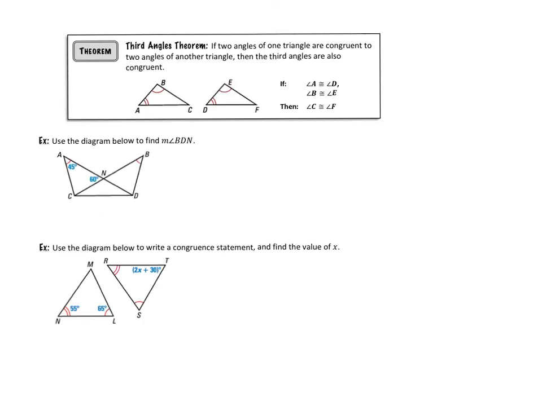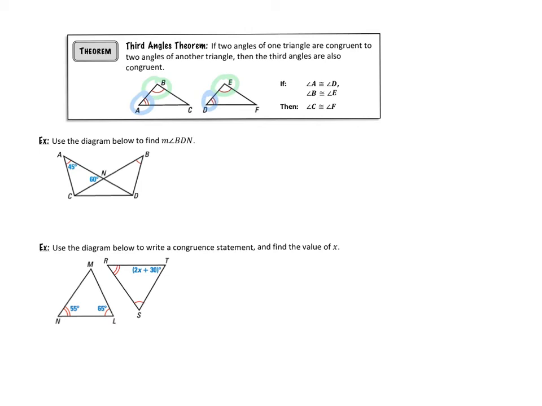Now, since we know that all triangles have interior angles that add to be 180 degrees, if we know two angles, we also know the third. So if I can show that for any two triangles, if there are two pairs of congruent angles, then that is sufficient to say that the third angles are also congruent. We're not going to do a proof for this theorem, we're just going to use it.